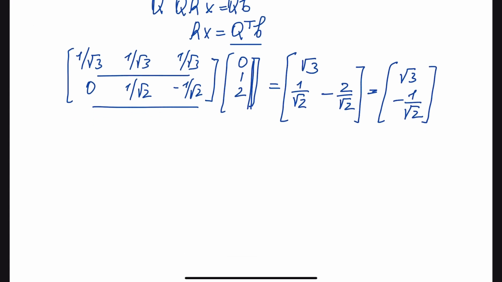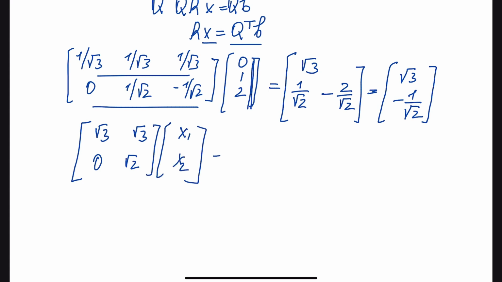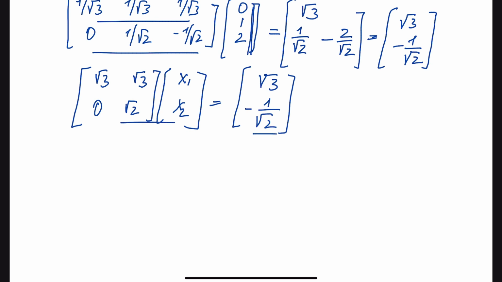Okay, so the R matrix is square root of 3, square root of 3, 0, square root of 2, times x1 and x2, this is going to be our x vector, is equal to the square root of 3 and minus 1 divided by the square root of 2. So let's solve the second row first of all. So square root of 2 times the x2 is equal to minus 1 divided by the square root of 2. So from here we obtained that x2 is equal to minus 1 over 2.